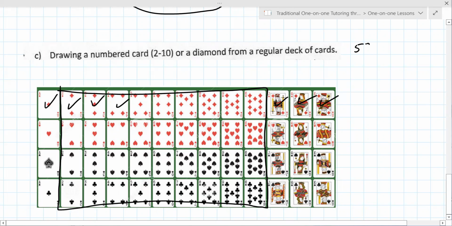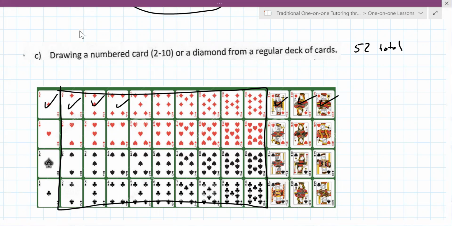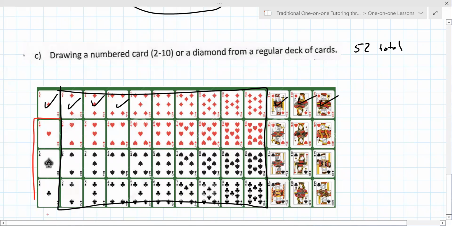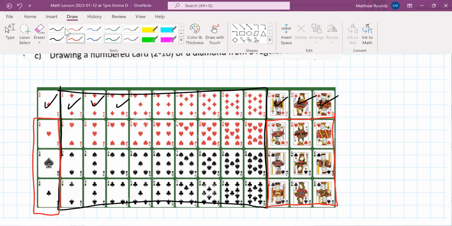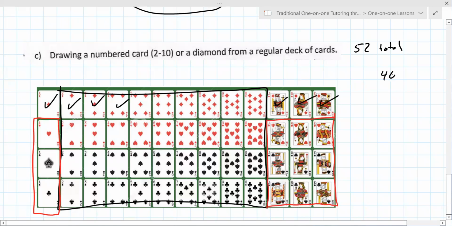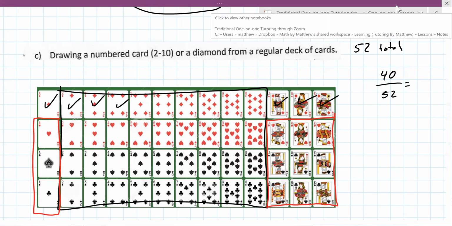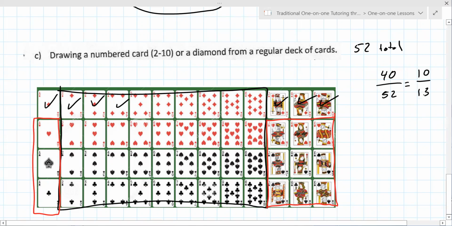Now there's 52 total. So sometimes it's better to count the ones that are excluded because you're counting less. So what I mean by that is you're excluding these and then this grouping here. So you're excluding 3 plus 9 or 12. So the other one is 40 out of 52, and then you would simplify that fraction. 20 out of 26, 10 out of 13, like that.